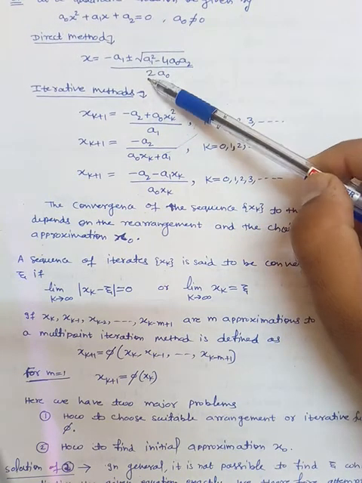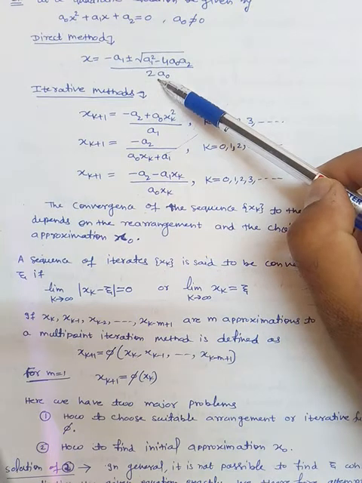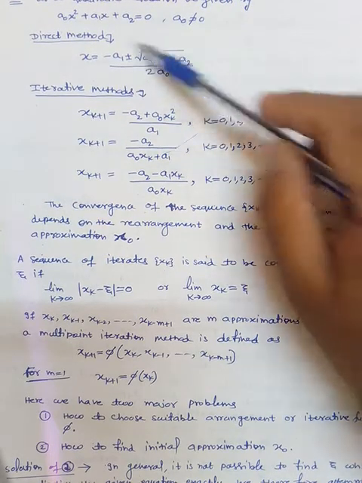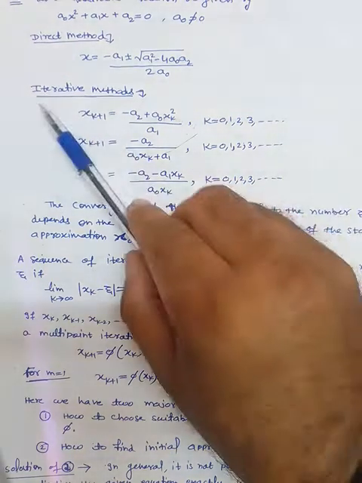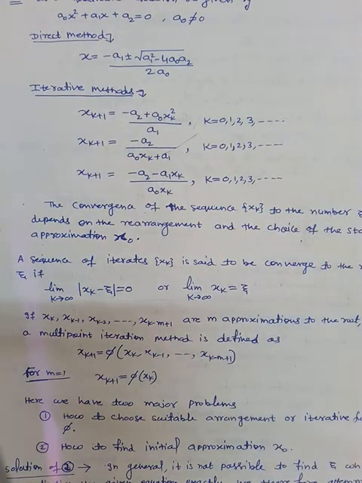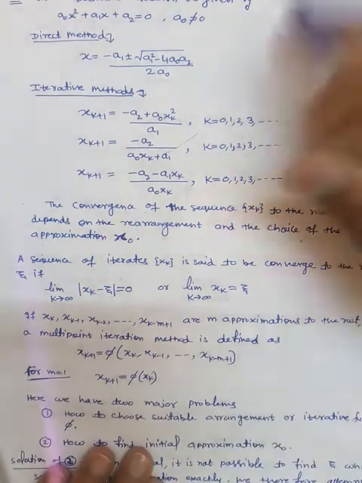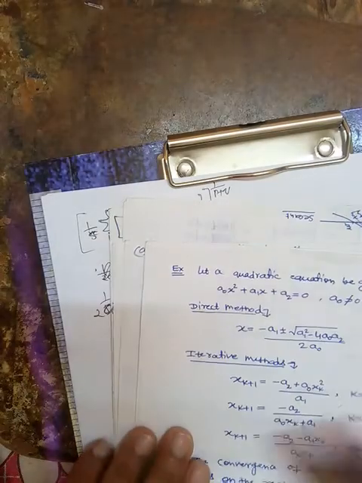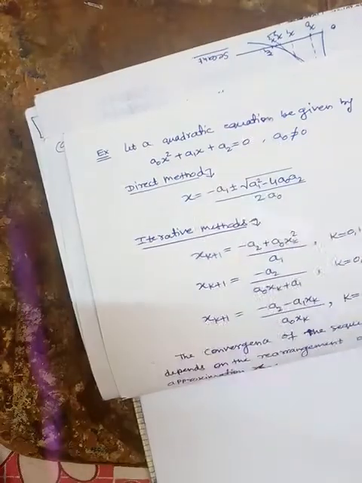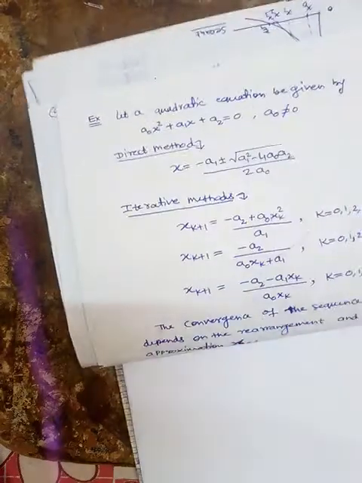So both the roots came at a single time, यानी दोनों रूट एक ही बार में आ गए हैं. Okay, now as far as the iterative methods are concerned, let's see. So here we have taken three methods. Let's see how we got this equation. Here we have this equation.